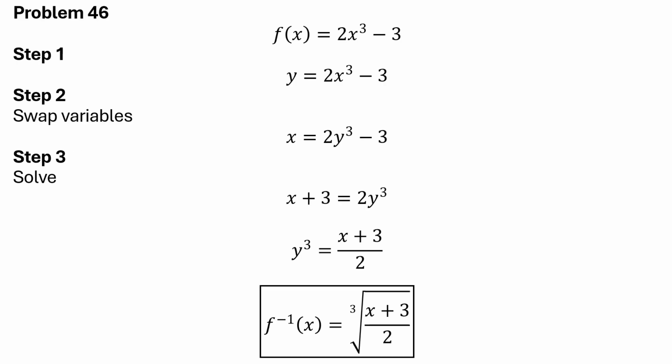Switch x and y. Isolate the cubic term and then take the cube root. The inverse is the cube root of quantity x plus 3 divided by 2.